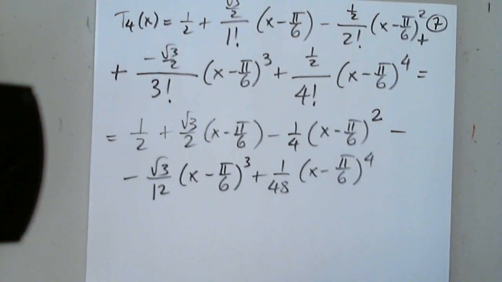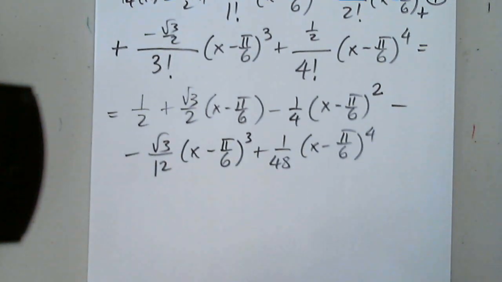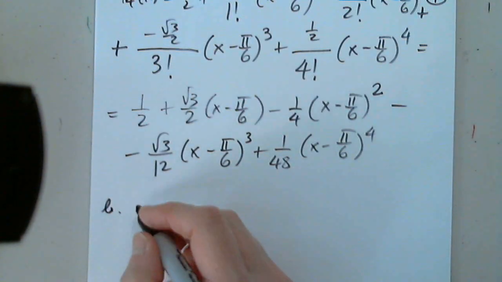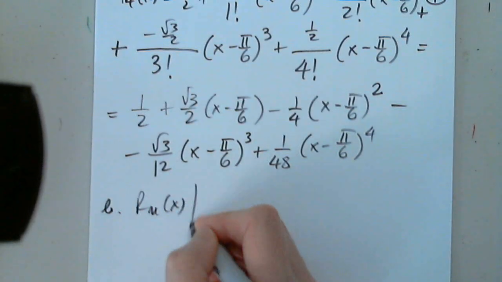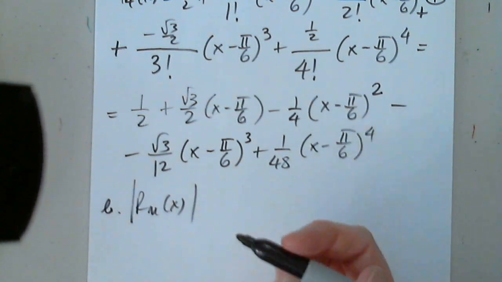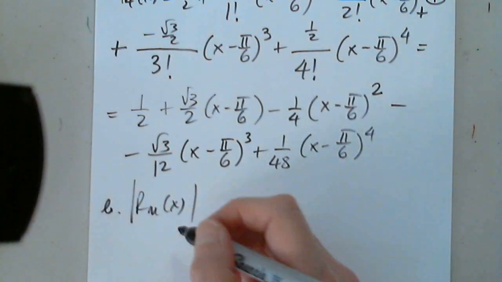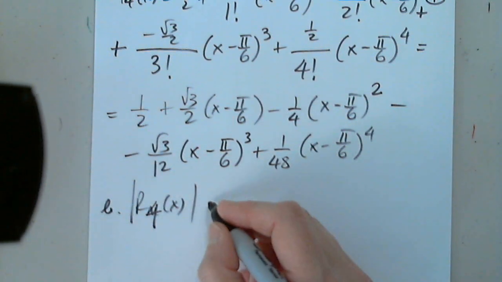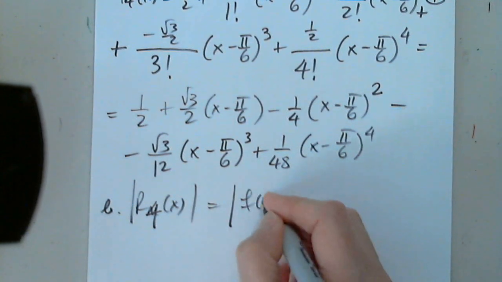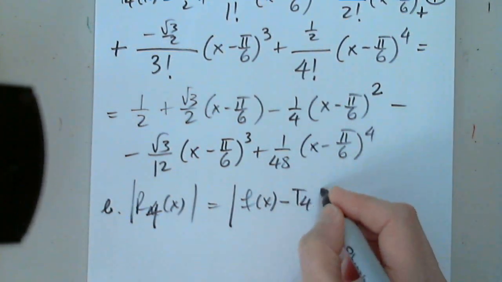Perfect. So that is it. In part B, they're asking us to graph, and in part C to graph it, but in part B they're asking us to estimate this. So as we know, this is R4, which is the absolute value of f of x minus T4.